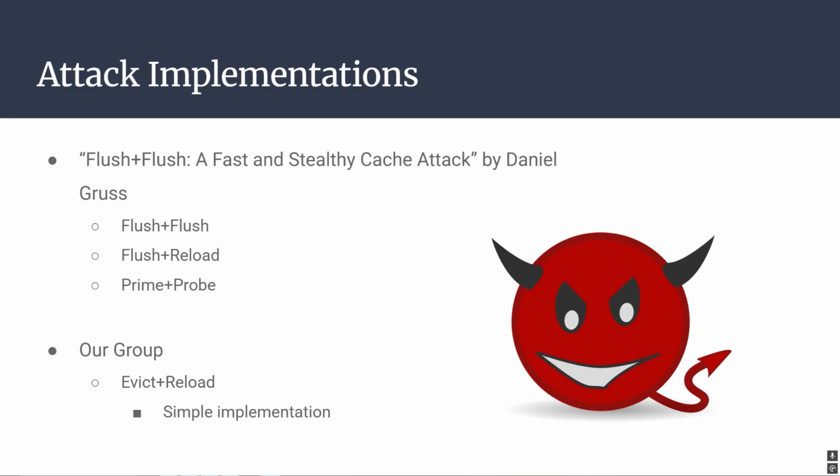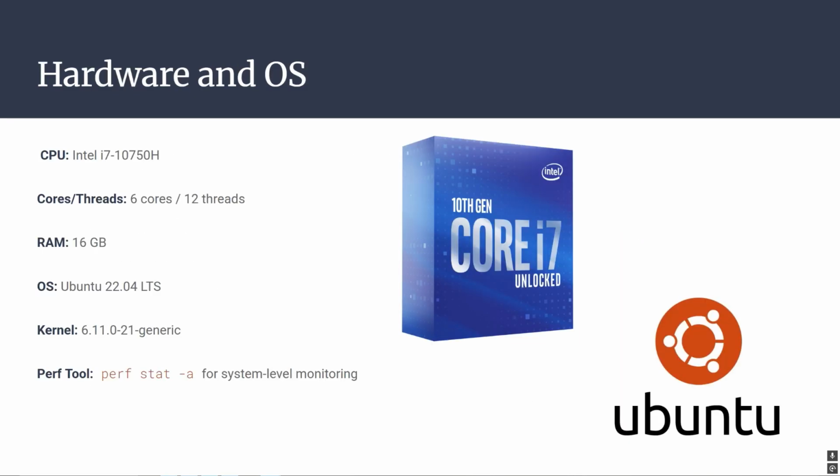In addition to those, we implemented a 4th attack, the evict reload. This one follows a similar principle to flush reload. Instead of using the clflush instruction, it relies on eviction sets to remove cache lines before reaccessing them. Our implementation is relatively simple but effective, and it helps to round out our data set.